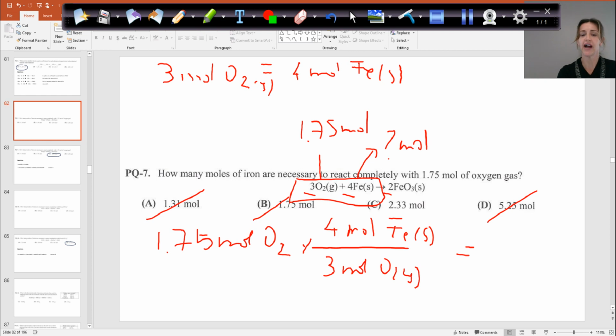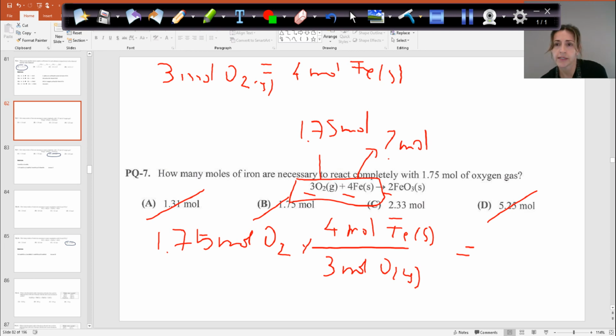So 0.75 would correspond to a 1-to-1 ratio, which it is not. This is supposed to end up being a little more than 1.75. So clearly it can't be 1.31, and 5.25 is way more, it's like 3 times that 1.75. So the only option I'm left with is C, 2.33, which hopefully is our right answer. Everybody sees it? Okay, good.